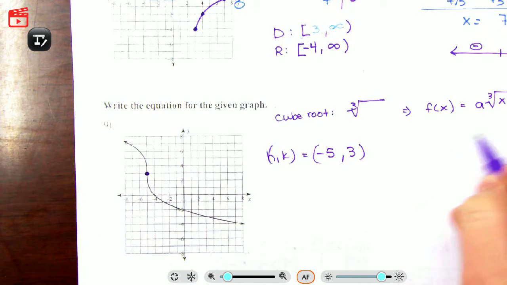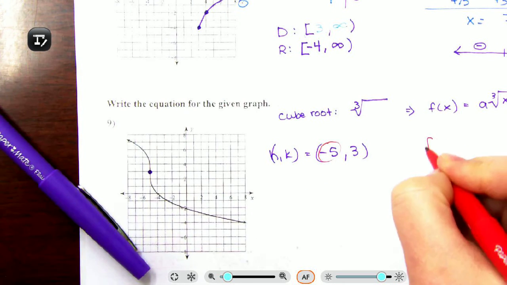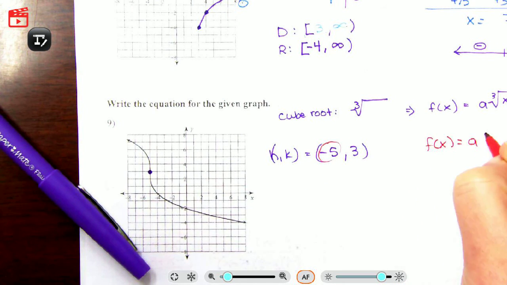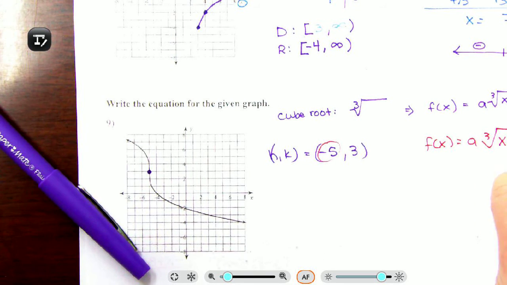Whenever you're plugging it back in here, remember that your h value is always going to be opposite. So we have f of x is equal to a cube root of x. Opposite of that is going to be +5. K value stays the same, which is +3.